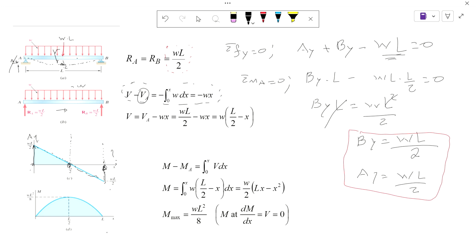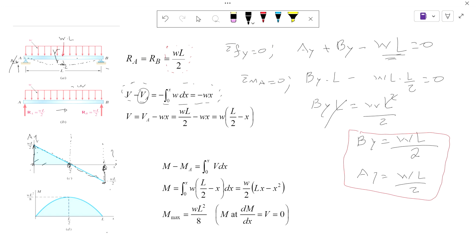So it's counterintuitive, but now that you see it on the plot, you see that the maximum shear happens at A and B, and the minimum shear happens at L over 2. And it's just basically what we're saying, because you have to close the diagram of shear forces.